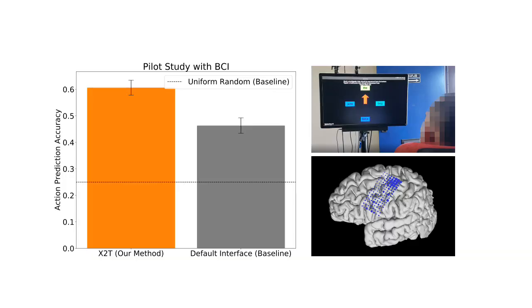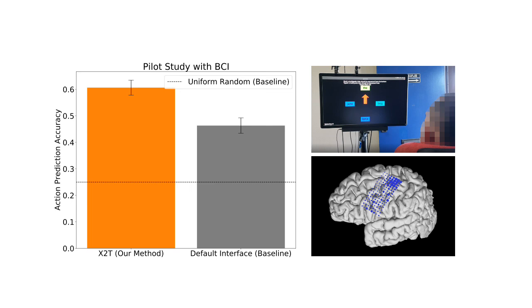We ran a pilot study with one participant who used an ECOG brain-computer interface to provide inputs, and found that X2T performed substantially better than a default interface. Interestingly, the default interface never predicts the topmost button action, leading to a 0% recall rate for that action. And this is most likely due to changes in the feature processing pipeline or other kinds of distributional shift in the user inputs over time.